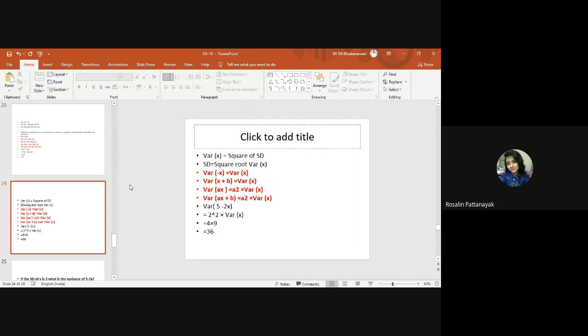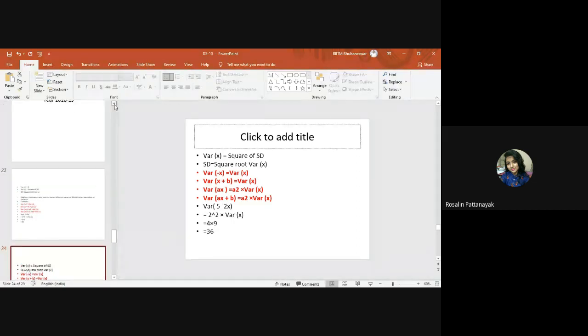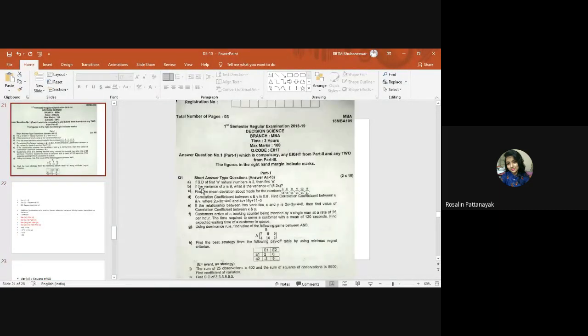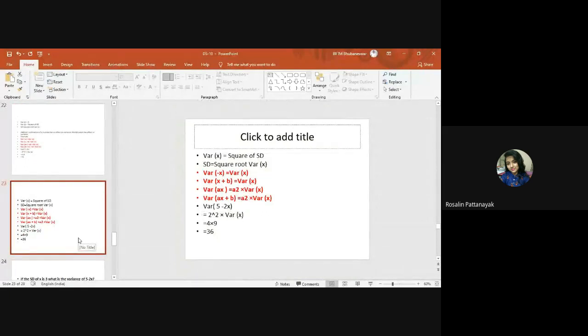After writing the formula, in the previous year questions of 18-19, you see the variance of x is 9 here. What is the variance of 5 minus 2x? That means only the value of ax should be taken. So I write the variance of 5 minus 2x, that is 2 square into variance of x. Variance of x is given as 9, that's why I write 4 into 9, that equals 36. Clear?